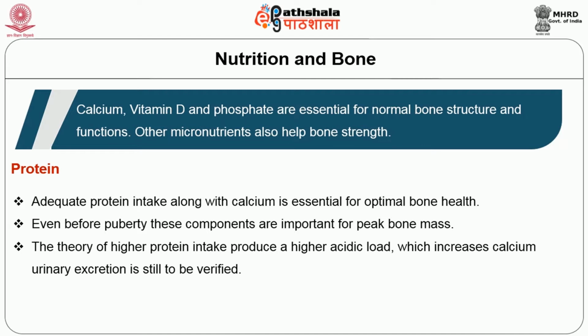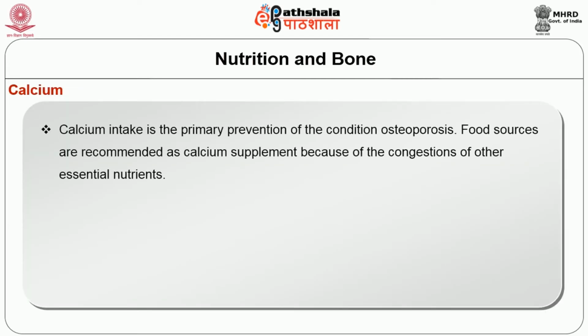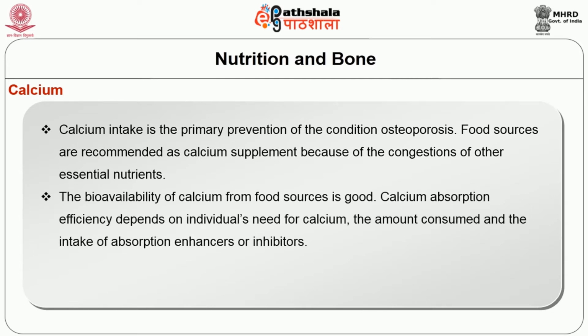The theory that higher protein intake produces a higher acidic load, which increases calcium urinary excretion, has yet to be verified. The next most important nutrient is calcium. Intake of calcium is the main prevention of osteoporosis. Food sources are recommended over calcium supplements because co-ingestion of other nutrients might also enable better absorption. The bioavailability of calcium from food sources is good.